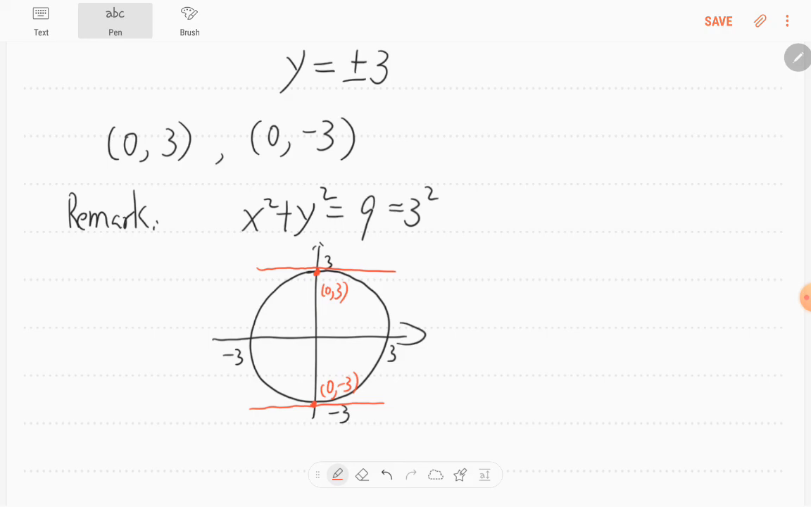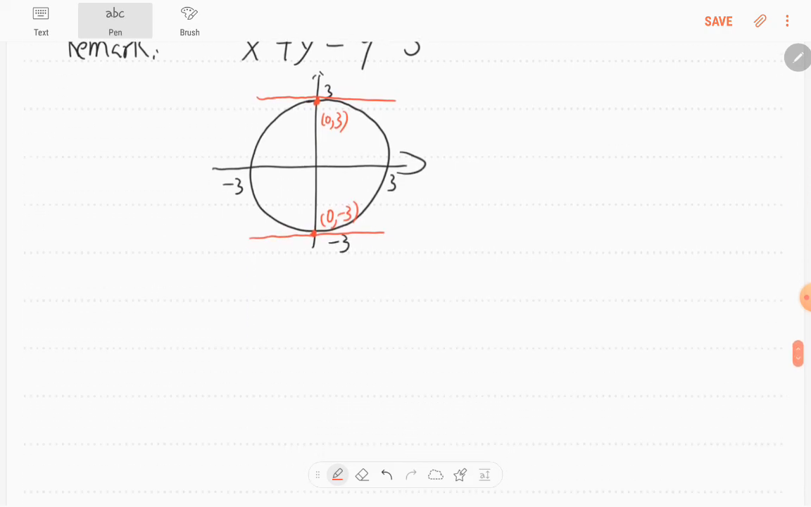So now let's continue this example again.